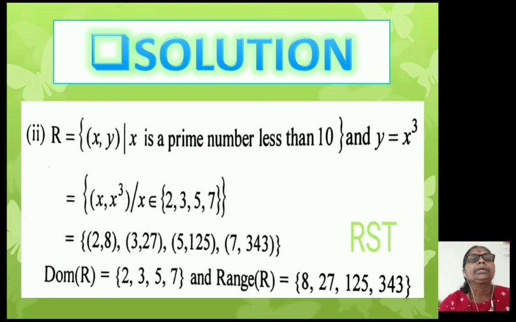Here the domain of R equals the first elements of the ordered pairs, that is the set {2, 3, 5, 7}, and the range of R means the second components of the ordered pairs, which is the set {8, 27, 125, 343}. Thus, given any relation, we can find the domain and range of that set. Here we have calculated the domain and range of two relations.